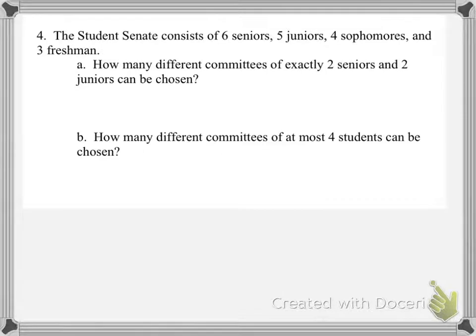So here's another example. You have 6 seniors, 5 juniors, 4 sophomores, and 3 freshmen. And the question is, how many different committees of exactly 2 seniors and 2 juniors can be chosen? You have to keep in mind that you need altogether 4 kids to make this particular committee. This is based on the fundamental counting principle, where we're just going to multiply the number of ways that this can happen. So in terms of the seniors, we have 6 seniors to choose from, and then we also have 5 juniors to choose from.